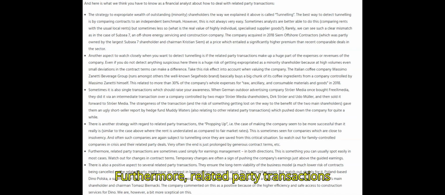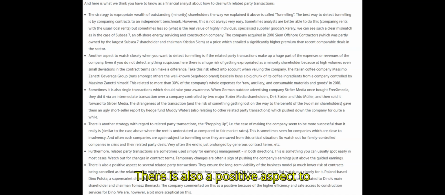Furthermore, related party transactions are sometimes used simply for earnings management in both directions. This is something you can usually spot easily in most cases. Watch out for changes in contract terms. Temporary changes are often a sign of pushing the company's earnings just above the guided earnings.